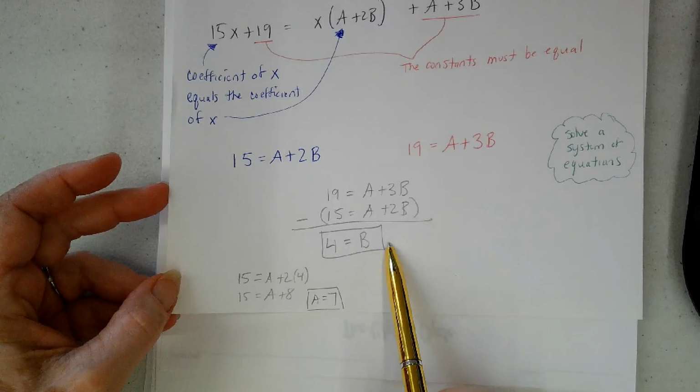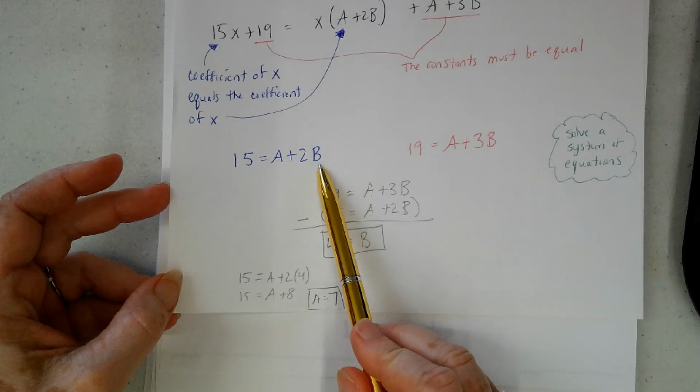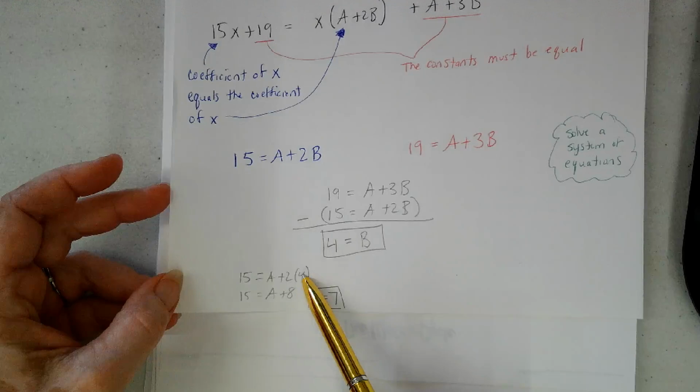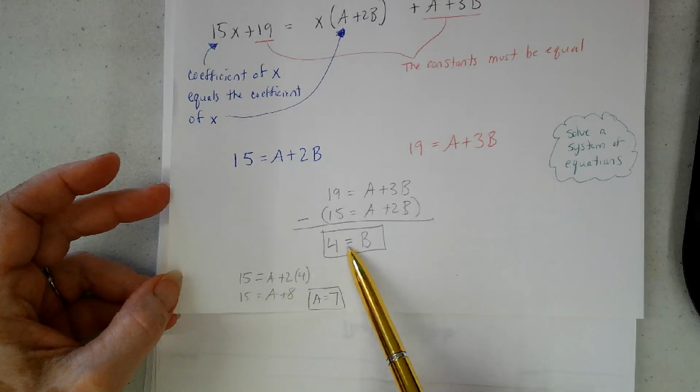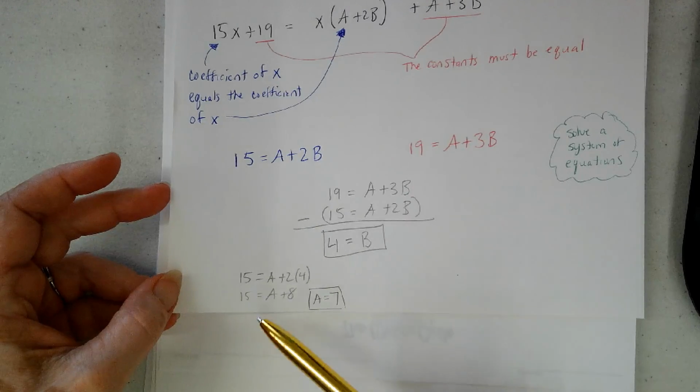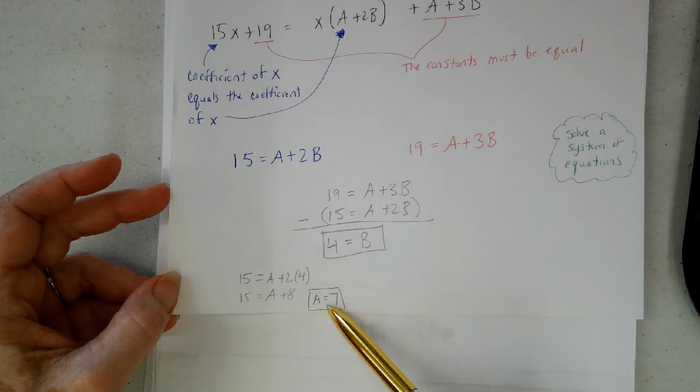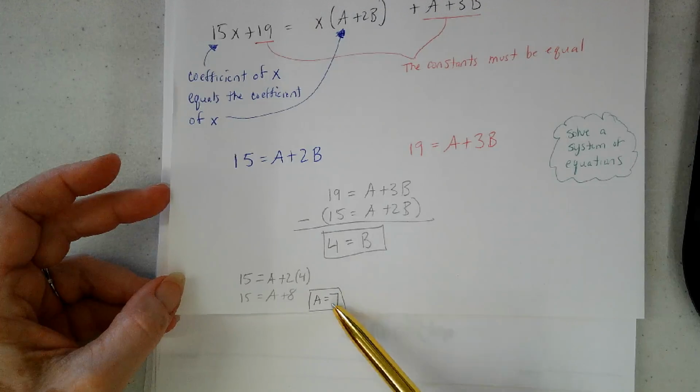So I just plugged b right in here. I plugged it right here: 15 equals a plus 2 times 4. So a must equal 7. So now I know what a and b equal.